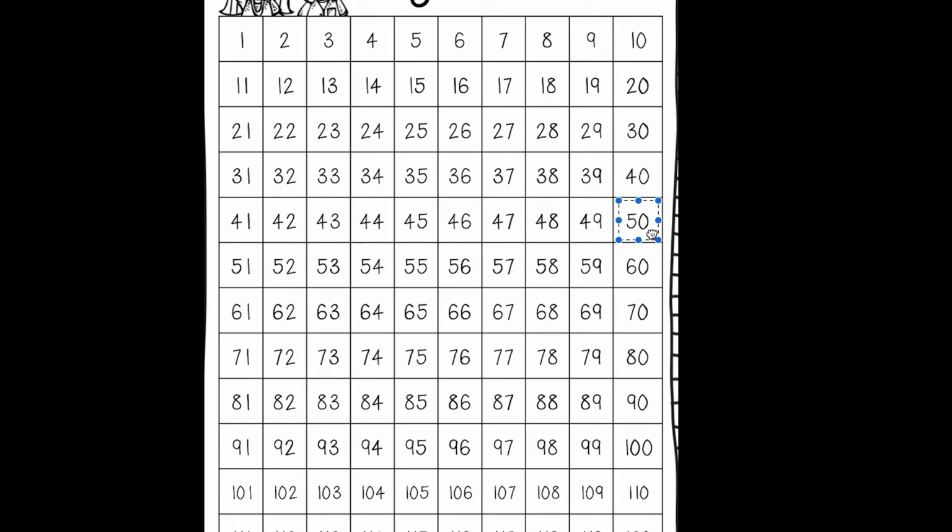We had 8 jumps. So when we use a 120 chart and we reach the end, we have to go down and then all the way over to the beginning side. So 1 jump is 51, then 52, 53, 54, 55, 56, 57, 58. All right, and that's how you could get the answer using a 120 chart.